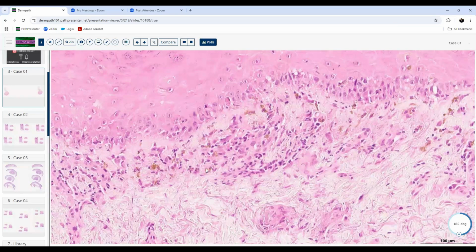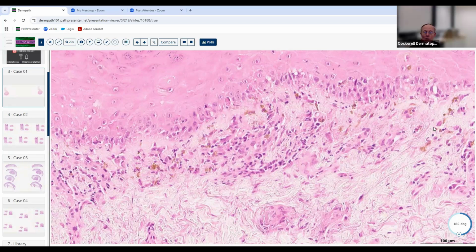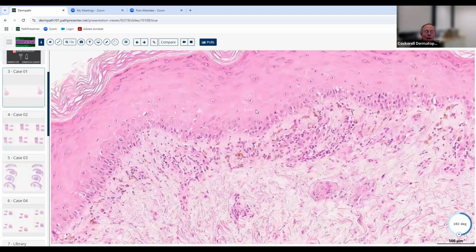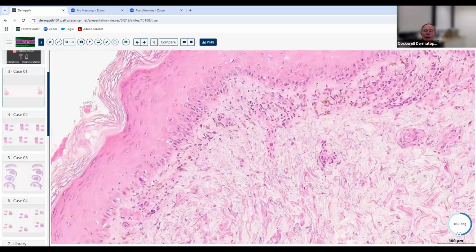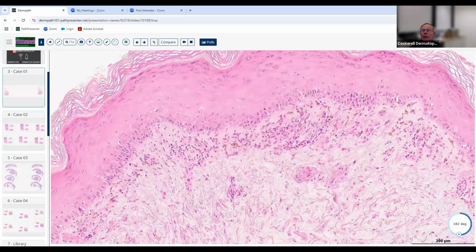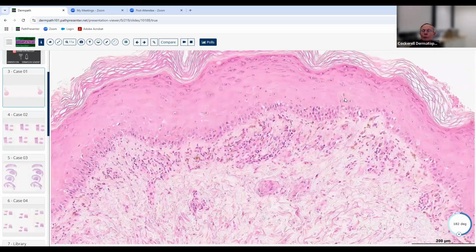Then there's the melanin incontinence. Are those melanophages? Yeah, good. There are melanophages here. Maybe some siderophages too, but I think you're right. Most of them are going to be melanophages, I think. Maybe there's even some pigmented cells up in the epidermis. Okay.